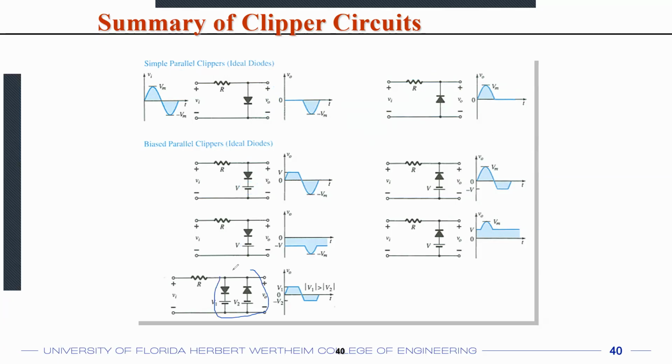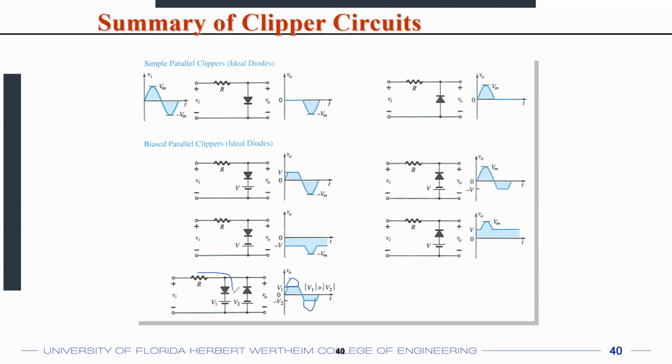Now, this is something interesting. Here you have two diodes, one connected in this direction, the other connected in this direction. And you have two batteries, let's say 1 volt or 0.7 volt here, and let's say minus 0.7 volt here. So what would this circuit do? Interestingly, this circuit will clip off the top part and the bottom part of the sine wave. Why?